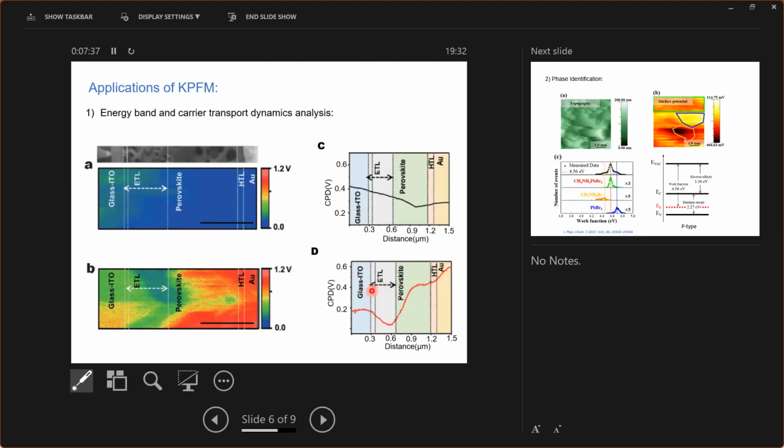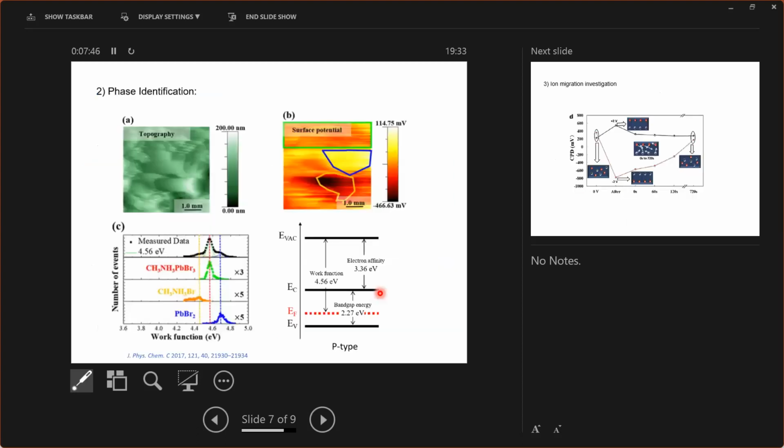So from KPFM we can see where the charge is high and where the charge is low through the potential difference. Also we can identify phase. We can identify the impurity phase in XRD also, but where exactly the impurity is located we cannot say from XRD or AFM. But from here we can say this is the topography of MAPbBr3. Here the author says that MAPbBr3 may break into methyl ammonium bromide and lead bromide.